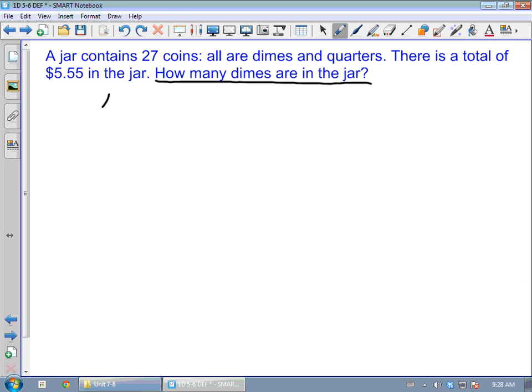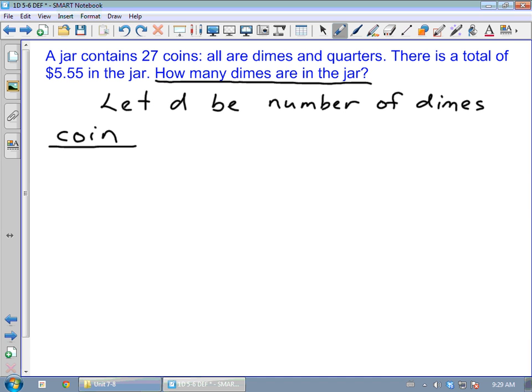So when we go to do our let statement, we want to choose a variable to represent the number of dimes. What should we choose? D. So let D be the number of dimes. Okay. Now, the learning guide suggests that to do this kind of question, we set up a little table. We're going to have 4 columns here. I'm going to call the first one the type of coin that we have here. So these are the 2 things that we have in this. So we've got dimes and we've got quarters.